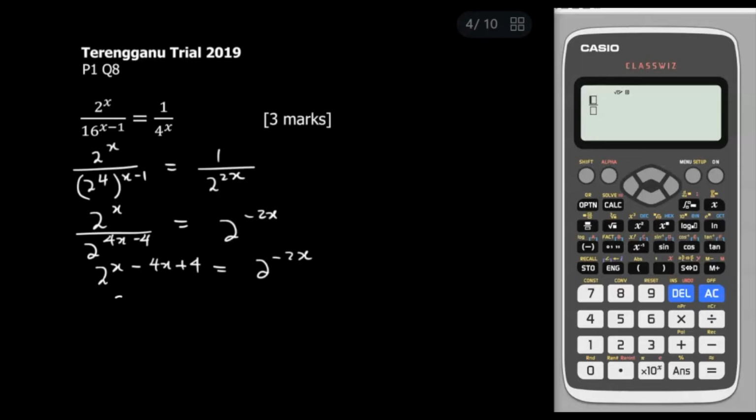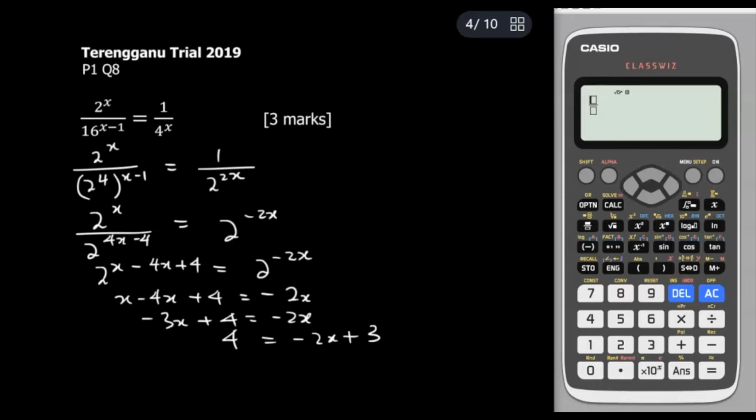So x minus 4x then plus 4 equals negative 2x. So this is negative 3x plus 4 equals negative 2x. The negative 3x, I move over to the right hand side, becomes negative 2x plus 3x, so we get x equals 4. So this is our answer.